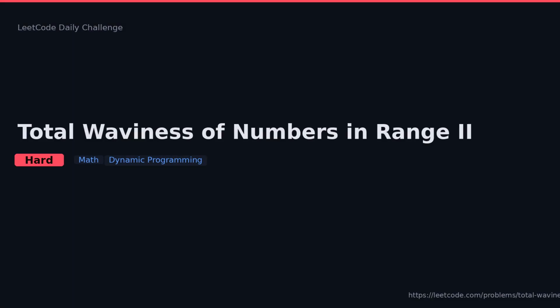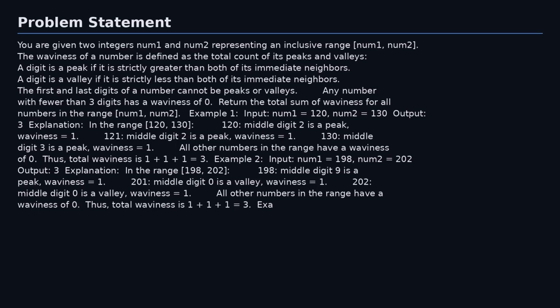Today we're going to tackle a hard problem from LeetCode. It's called Total Waviness of Numbers in Range 2. This problem requires us to calculate the total waviness of all numbers within a given range. So, let's dive in and see how we can solve this problem.